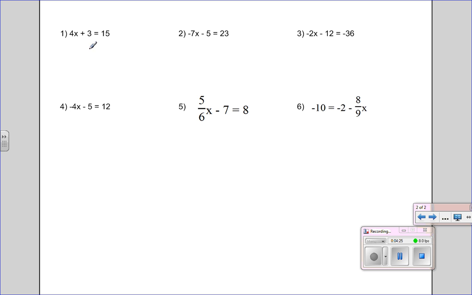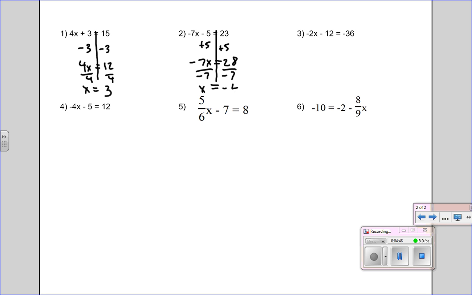All right, let's give them a try. Draw the line, get rid of plus 3, do minus 3. So 4x equals 12. Divide both sides by 4, so x equals 3. Do the line. To get rid of minus 5, you add 5 to both sides, so negative 7x equals 28. Divide by what's in front of x, which is negative 7, so x equals negative 4.